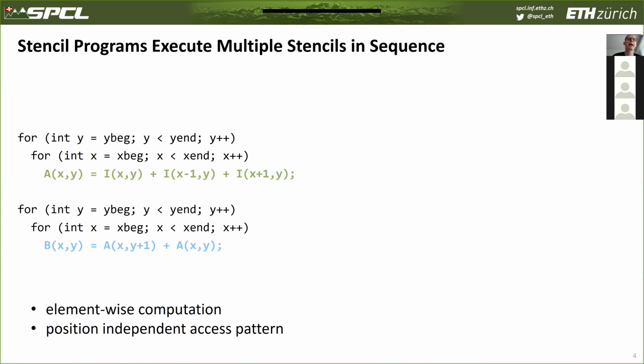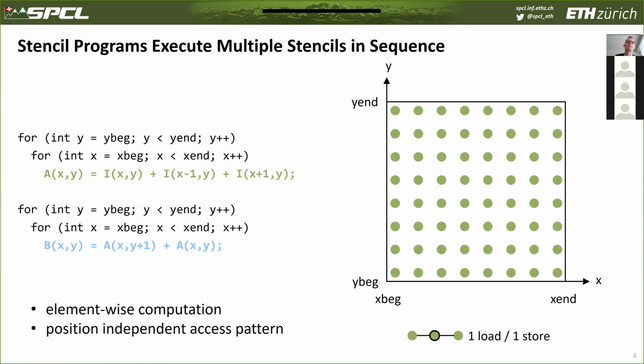Now, let me start by explaining briefly what I mean by a stencil program. A stencil itself is basically an element-wise computation applied to a grid. So in each grid point, you perform the same computation, and you usually access a constant size neighborhood around your grid point. In this example, we have 2 stencils. So first we compute A. We apply the stencil to the full domain, shown here, and in this process we perform 1 load and 1 store.